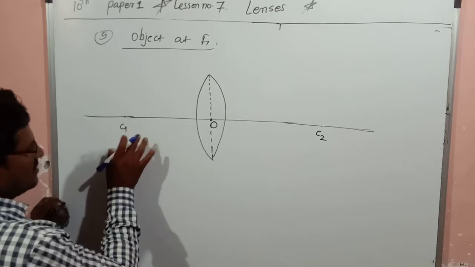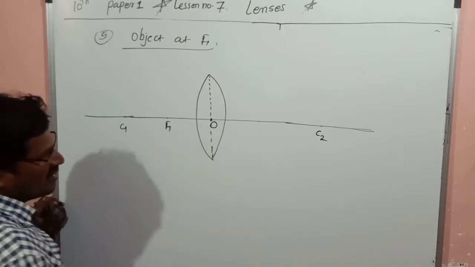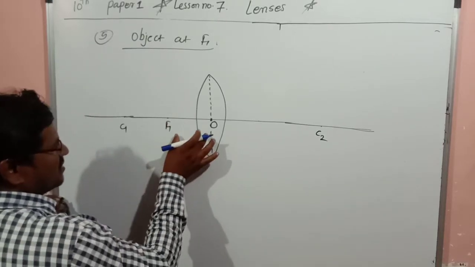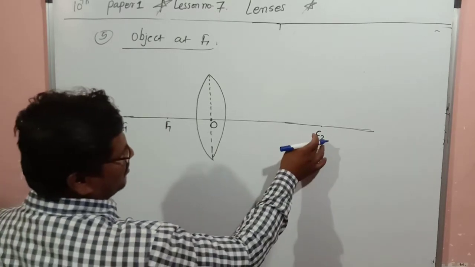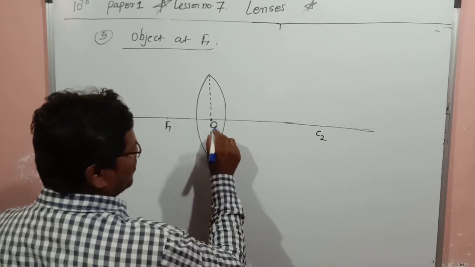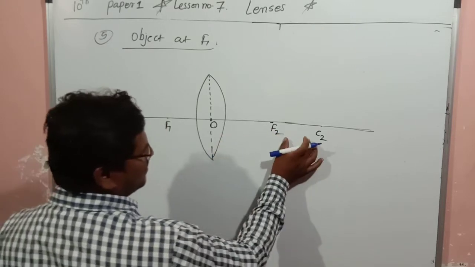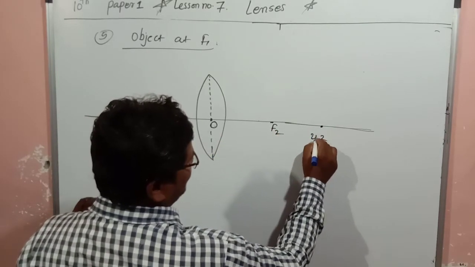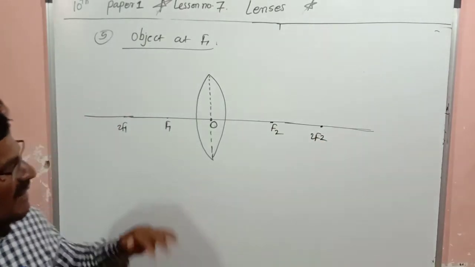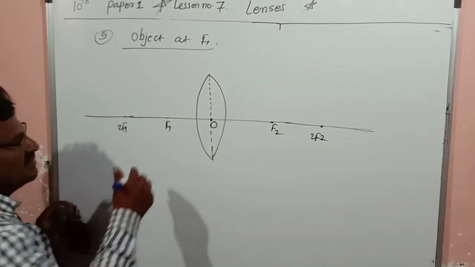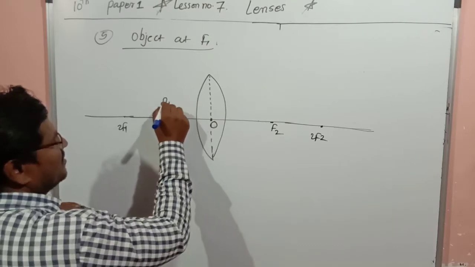Now the distance between C1 and O, exactly at the midpoint there will be F1, and this distance and this distance are equal, so here you are taking 2F1. Here also, exactly at the midpoint between O and C2, there will be F2, and this distance and this distance are equal, so here you are taking 2F2. This you should understand, and then you have to keep the object at F1.